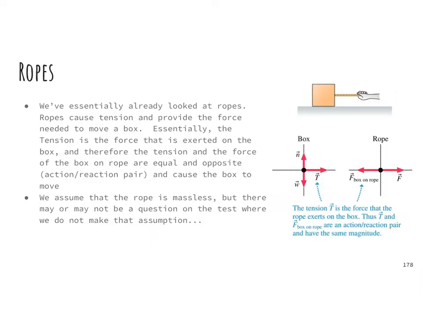So when I think about something like a rope, we've already looked at that concept of tension. Essentially, the tension is the force that's exerted on the box, okay? But therefore, there's also the box exerting the force of the tension, and those two are equal and opposite, and that's what causes the box to move. Now, that probably sounds really stupid, but essentially I'm saying that I'm pulling on the rope, the rope is pulling on the box, so the box moves.